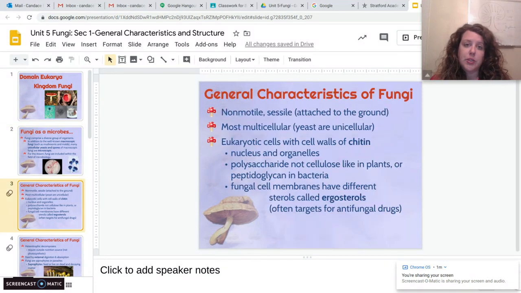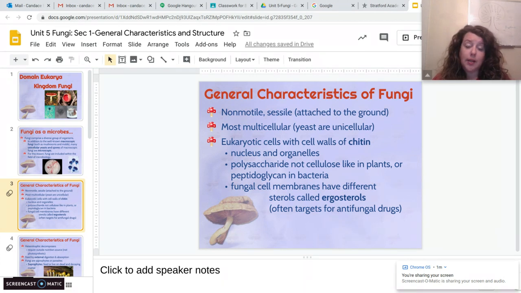Okay, the general characteristics of fungi are they're non-motile. That's a big characteristic that puts animals as an animal. So they are sessile, which means they are attached to the ground or some kind of substrate. They are multicellular, most of them. So like 90% of all fungi are multicellular. The only unicellular fungi is yeast. Okay, so that's an important fact.